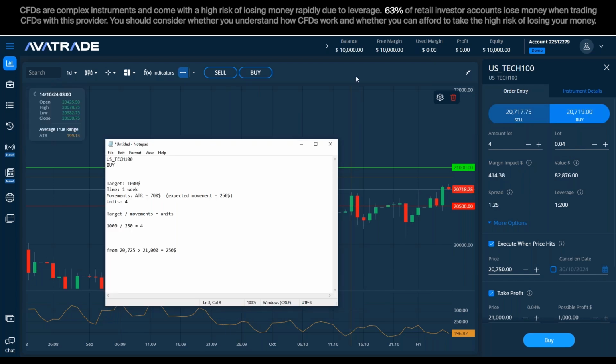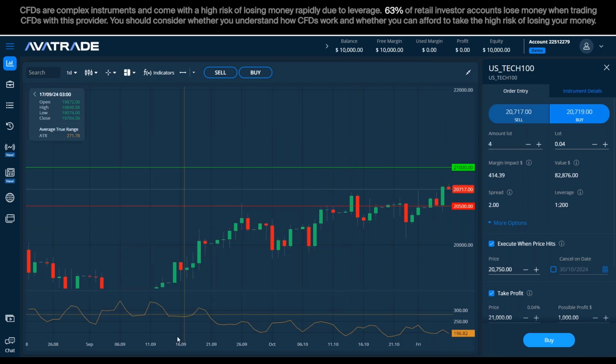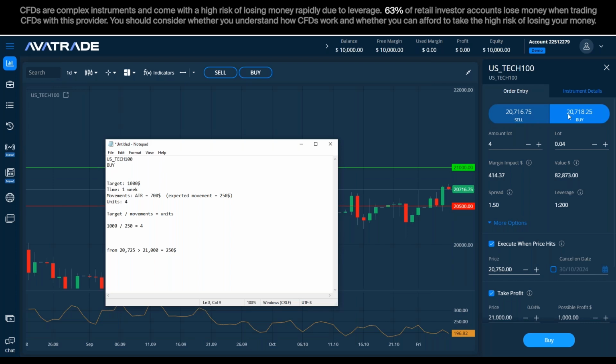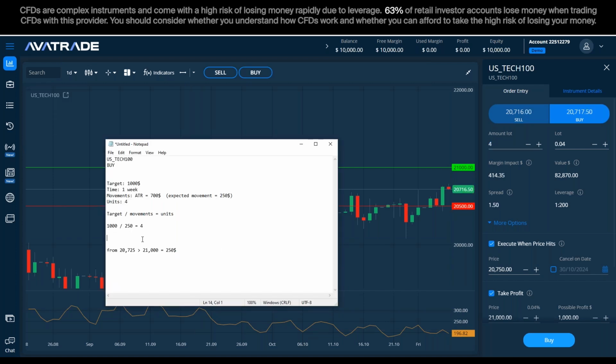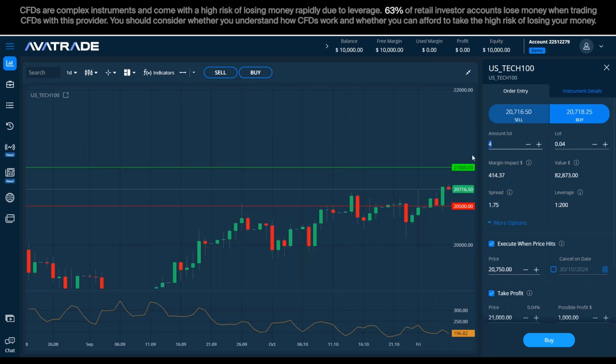Do I have enough money with $10,000 to acquire 4 indices? Do I have enough money, guys? One index costs 20,000. I have 10,000 in balance. Do I have enough money to acquire 4 units? Anybody knows? I'm going to repeat the question again. I have 10,000 in balance, and one index costs 20. I want to acquire 4. Do I have enough money with 10,000?